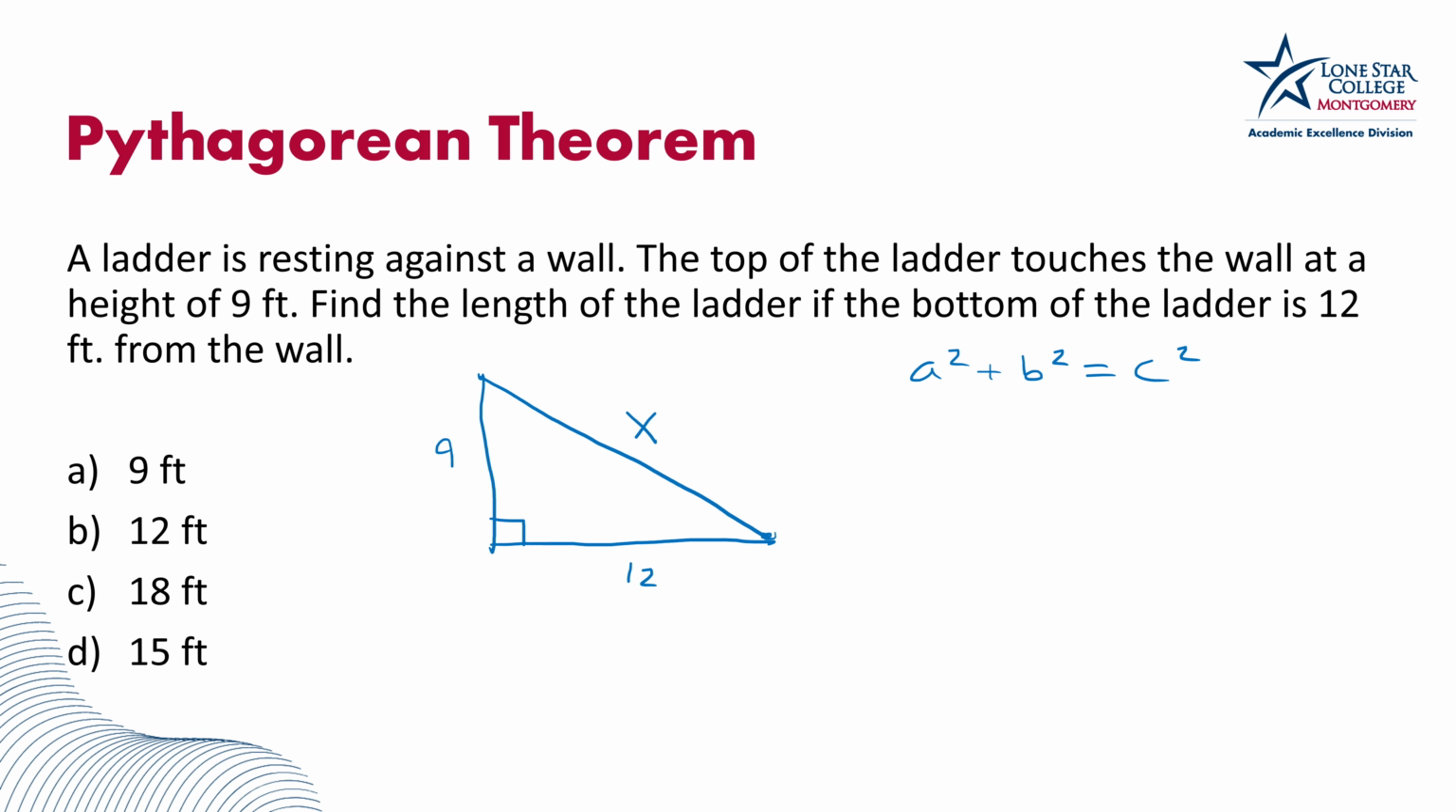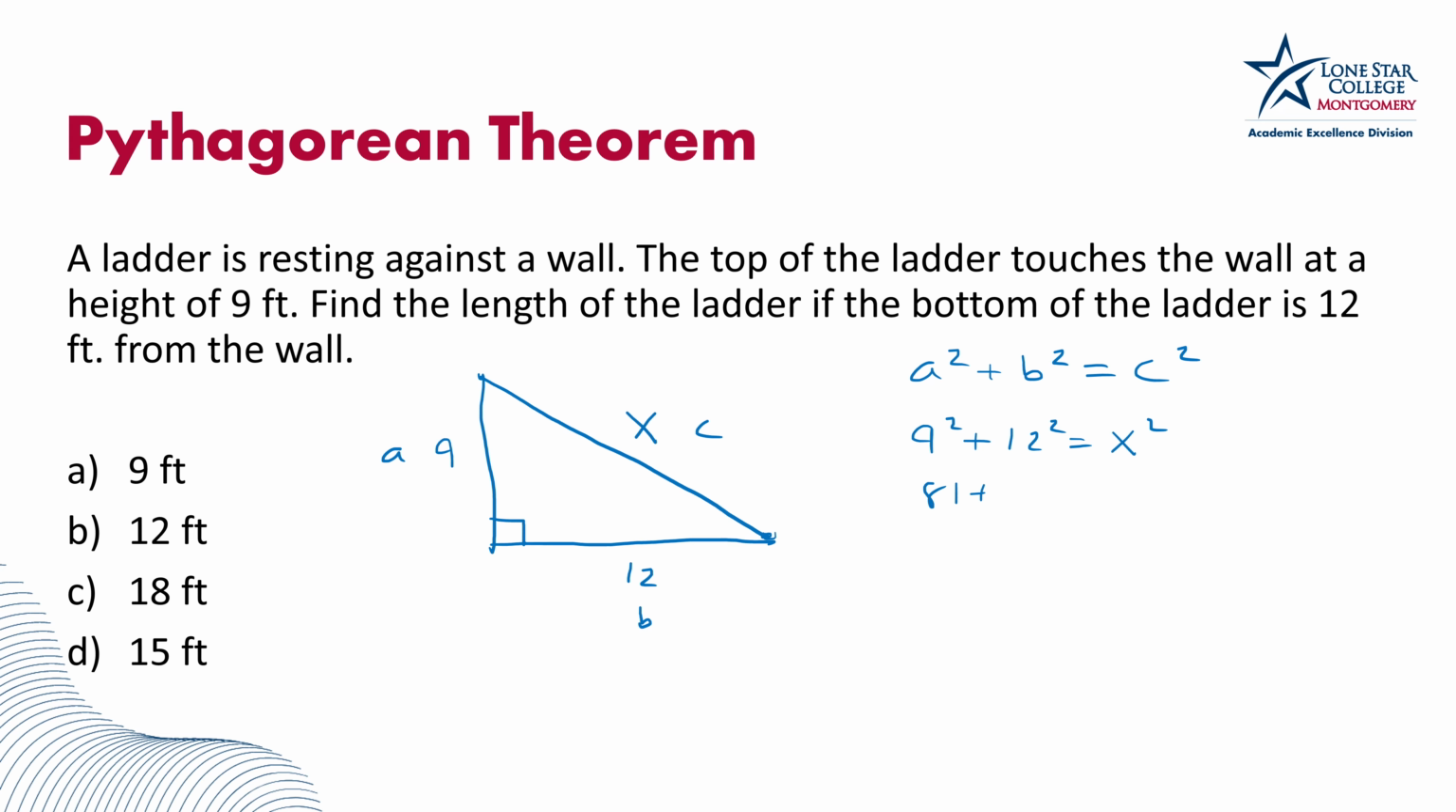So when we look at our diagram here, we can call our legs this is our a, and this is our b. That means that our c here has to be the x. So plugging everything into our formula, we would have 9 squared plus 12 squared equals x squared. Then we would square them. So 9 squared is 81.